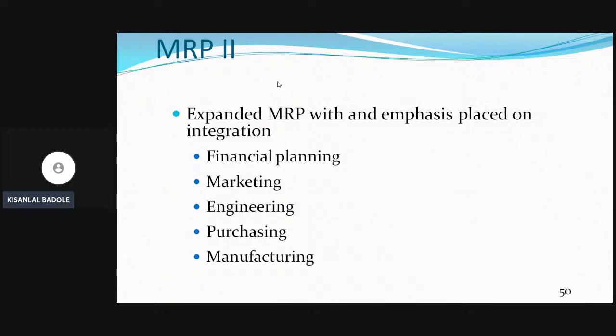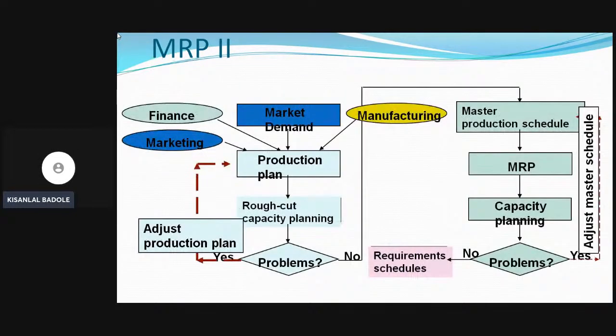Second stage: expanded MRP with the emphasis placed on integration. This is nothing but marketing planning, financial planning, marketing, engineering, purchasing, and manufacturing. These are also important parameters for material requirement planning purposes. After that, in MRP second stage, finance, marketing, planning, marketing demands, production plans, routing, capacity planning, and production problems. All these parameters play a very important part in material requirement planning.